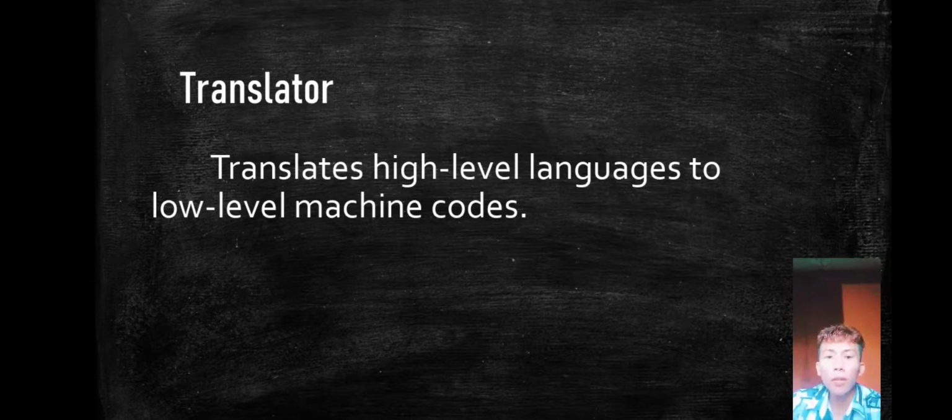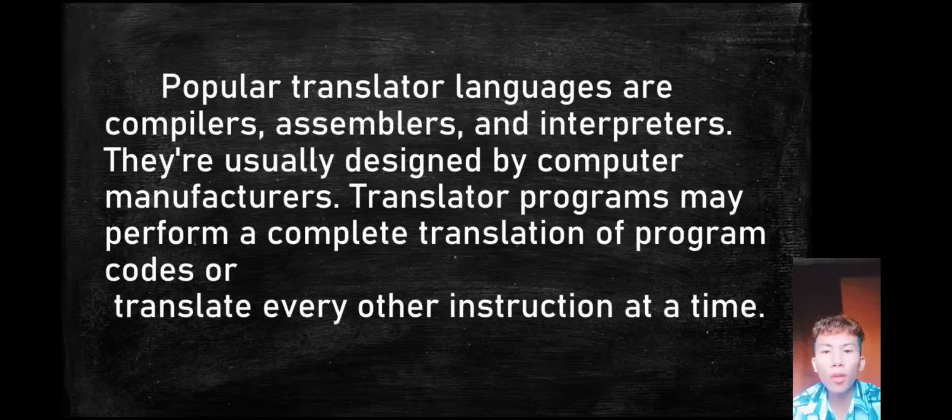So what is a translator? A translator translates high-level language to low-level machine code. Popular translators are compilers, assemblers, and interpreters. They are usually designed by computer manufacturers. Translator programs may perform a complete translation of program code or translate one instruction at a time. Here is a short video about translators.